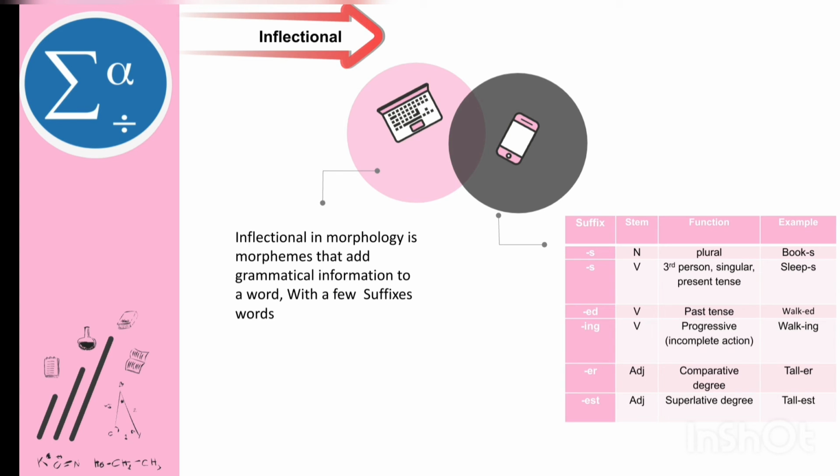And about progressive, we add ing, like cooking, walking, sleeping. And about comparative degree, we add er, like taller, cheaper, and smaller. And in the superlative degree, we add est, like tallest.